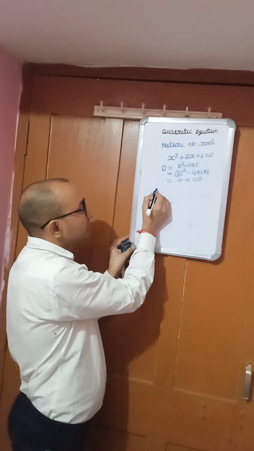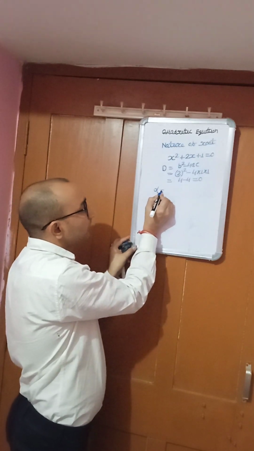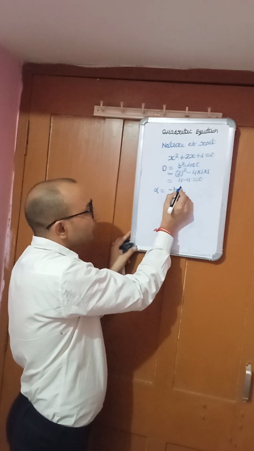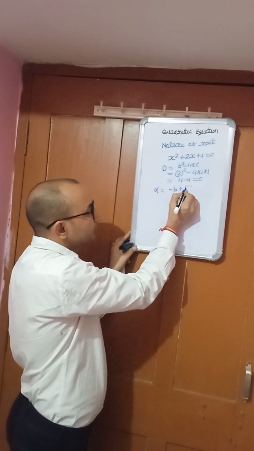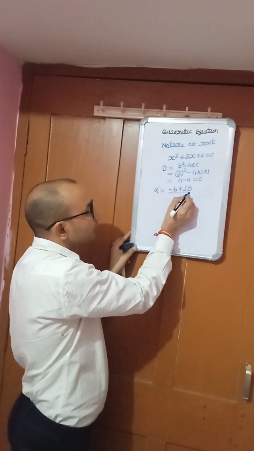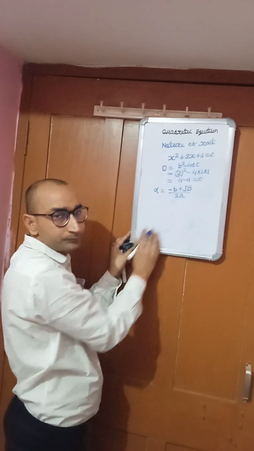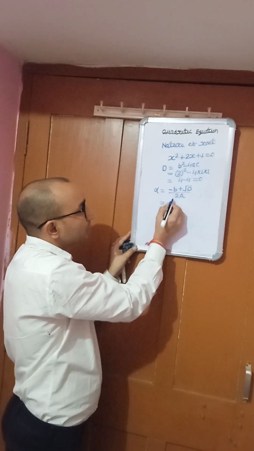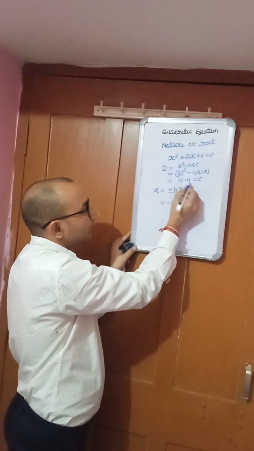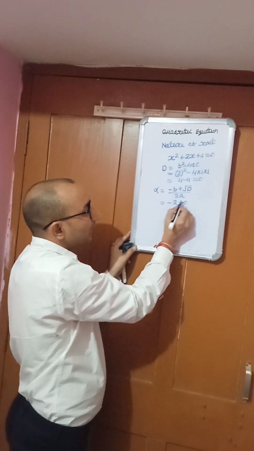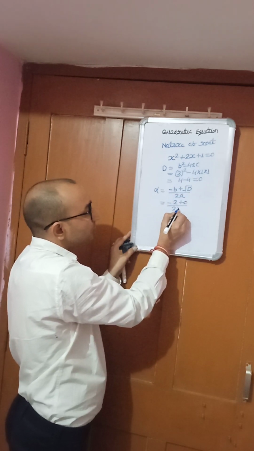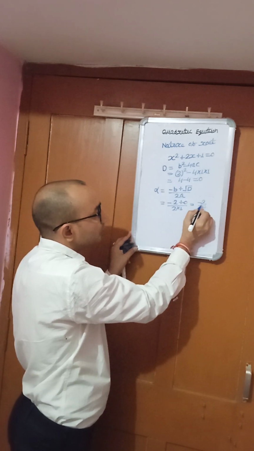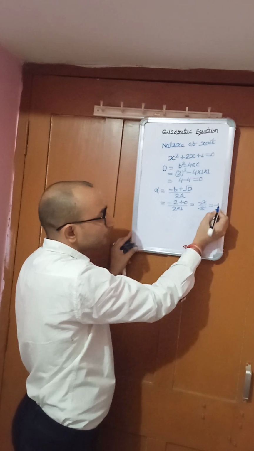So first find alpha. Alpha equals minus b plus root D by 2a. The value of b is 2 here, D is 0 here, and a is 1 here. So minus 2 by 2 equals minus 1.